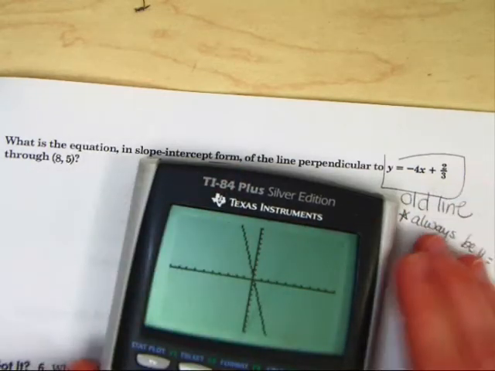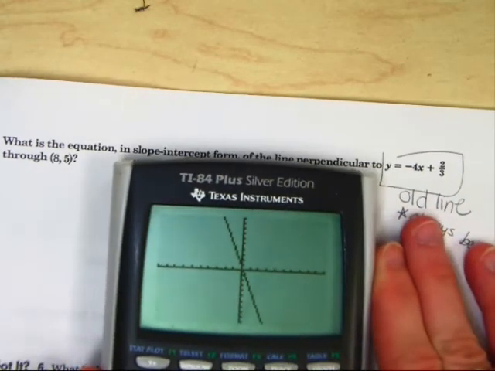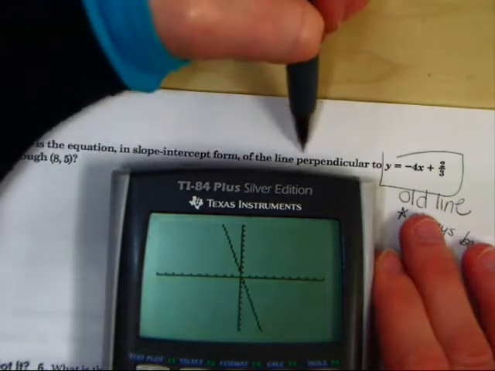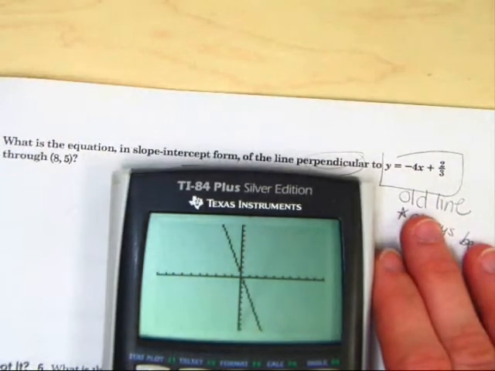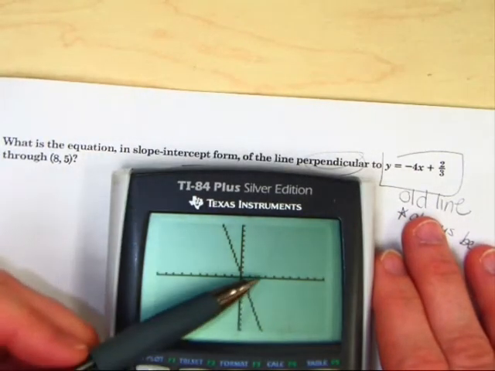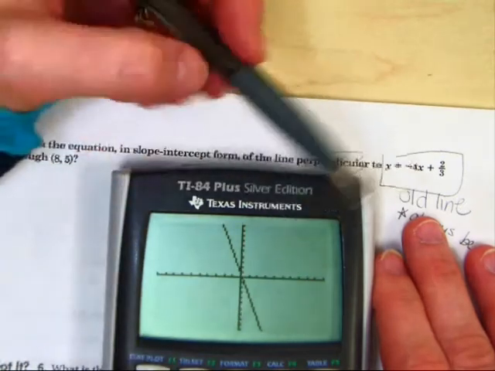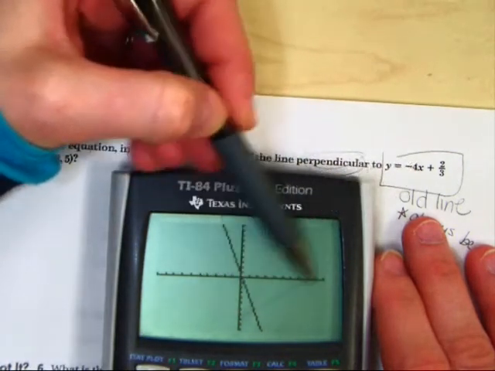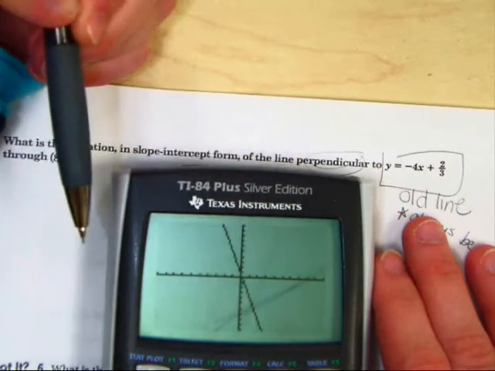There's the graph. Now we want a new graph that is going to be, it says perpendicular, and it's going to go through 8, 5. So here's over 8 up 5. So we're going to have a line that makes a right angle. So something like that is what our new line is going to be.